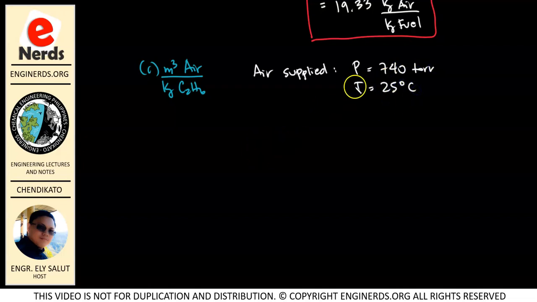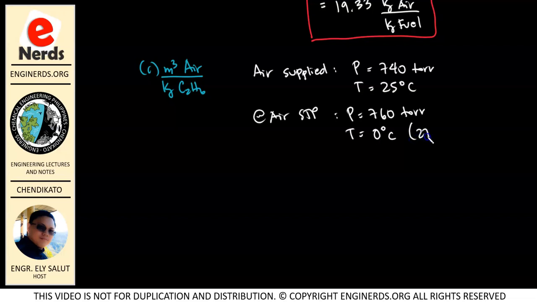Okay, so how are we going to get the volume of our air? So we can get that by comparing it to the air at STP. Okay, so we know that at STP our pressure is 760 torr. Our temperature is 0 degrees Celsius or 273.15 Kelvin, and our volume is 22.4 liter, and this is if our number of moles is 1 gram mole.